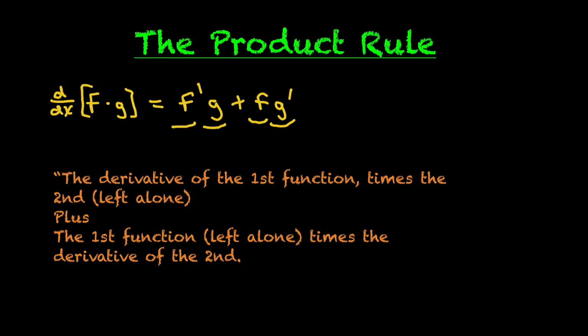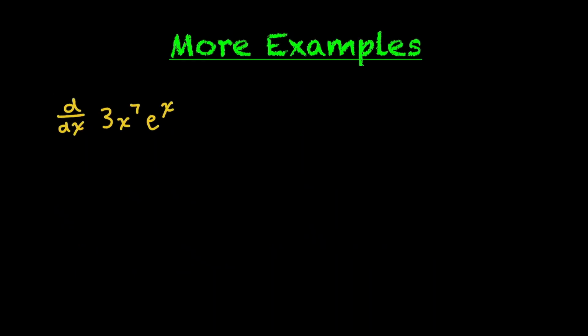Let's take a look at another example using the product rule. Here we have the derivative of 3x to the 7th times e to the x. Now, the first thing again is just remember that products are complicated, so that puts us on our toes and doesn't allow us to just take the derivative of each function separately and multiply those results.